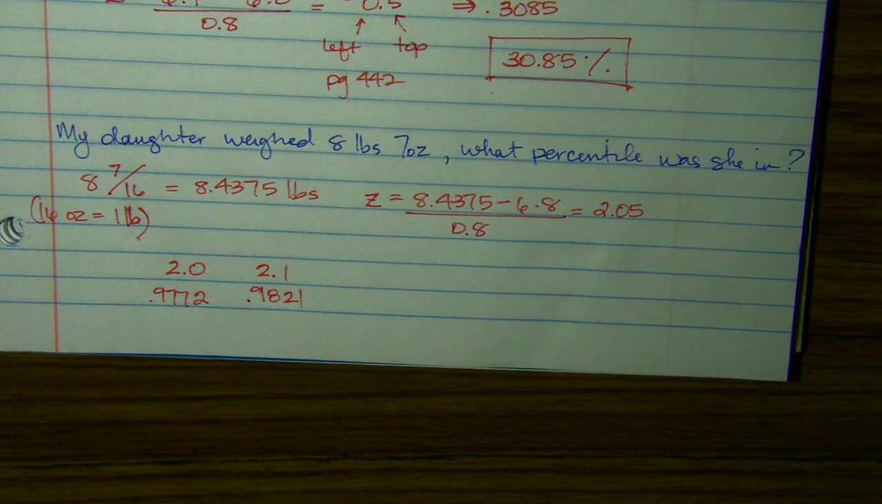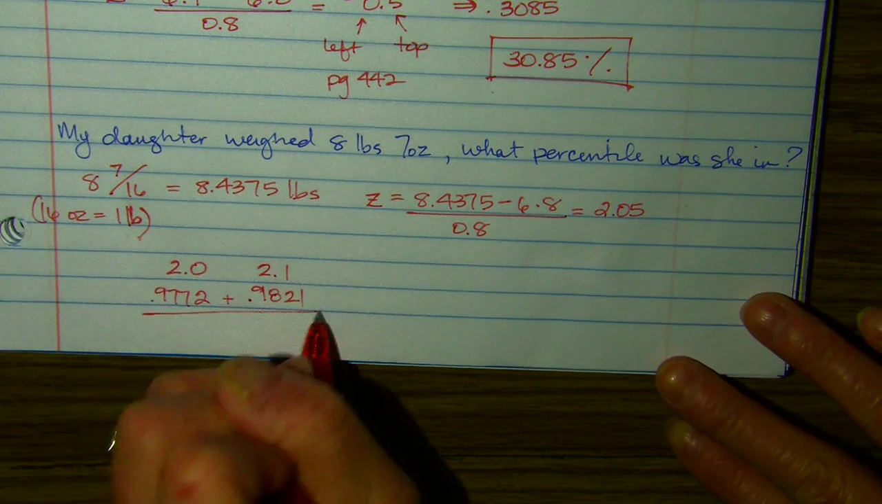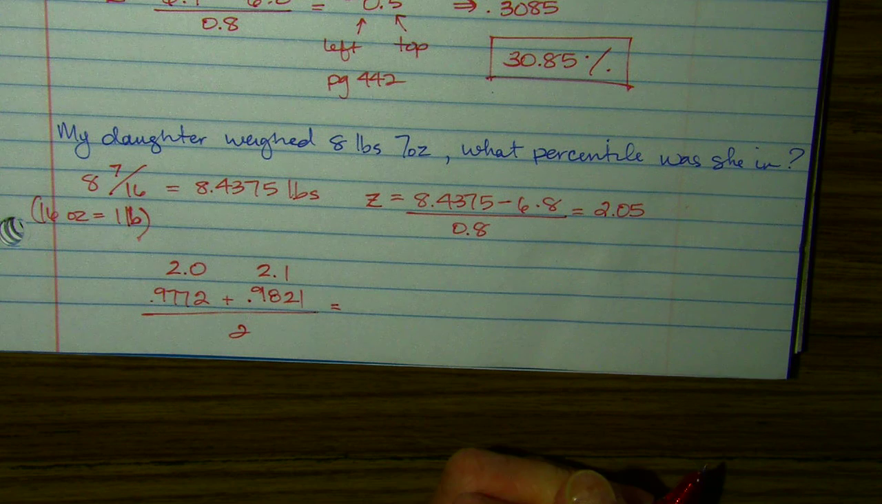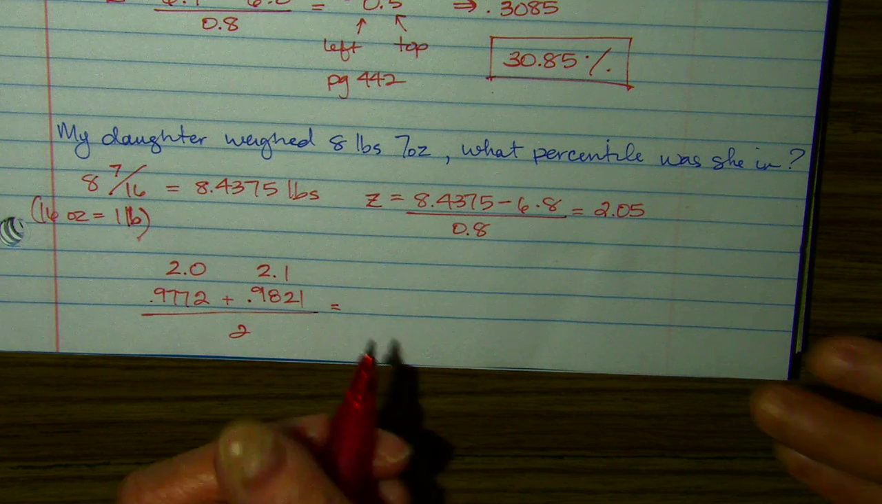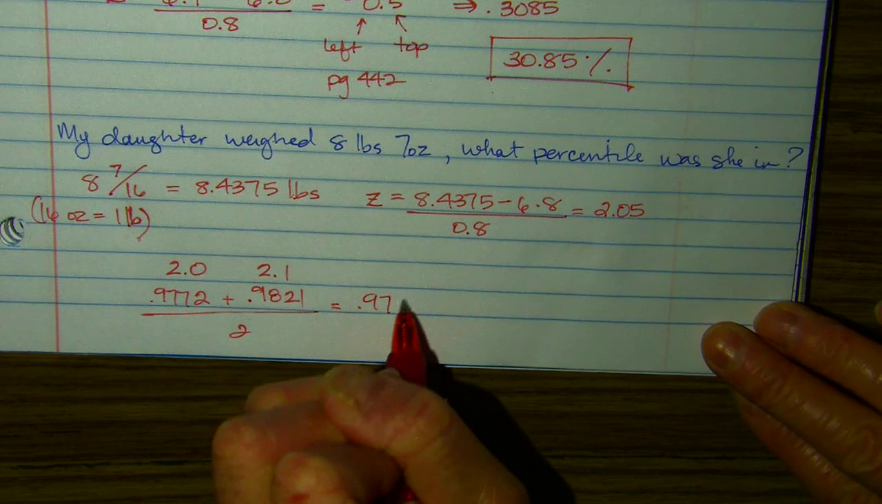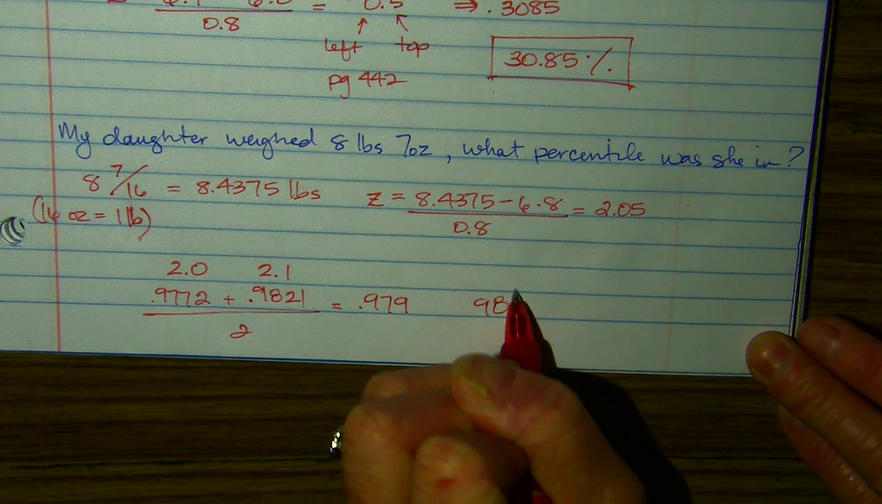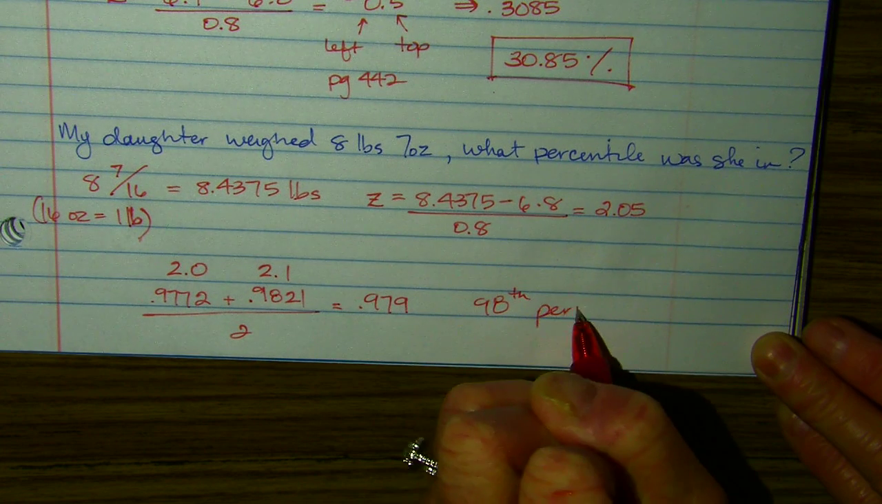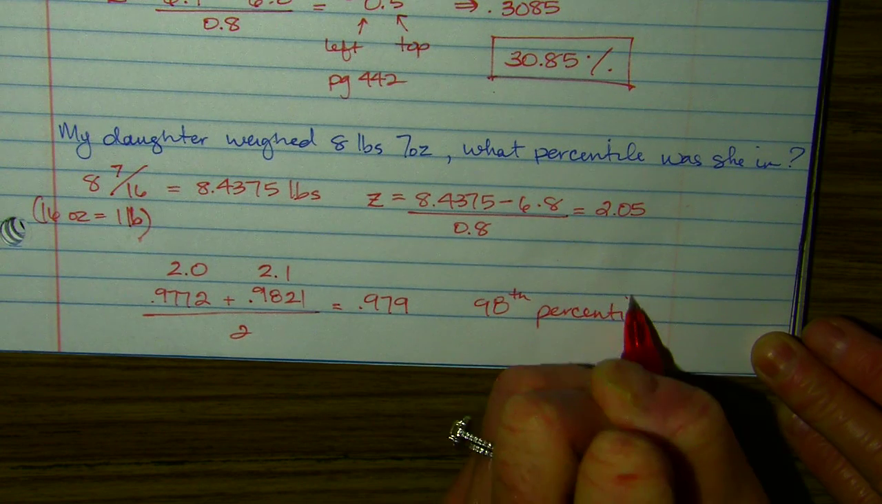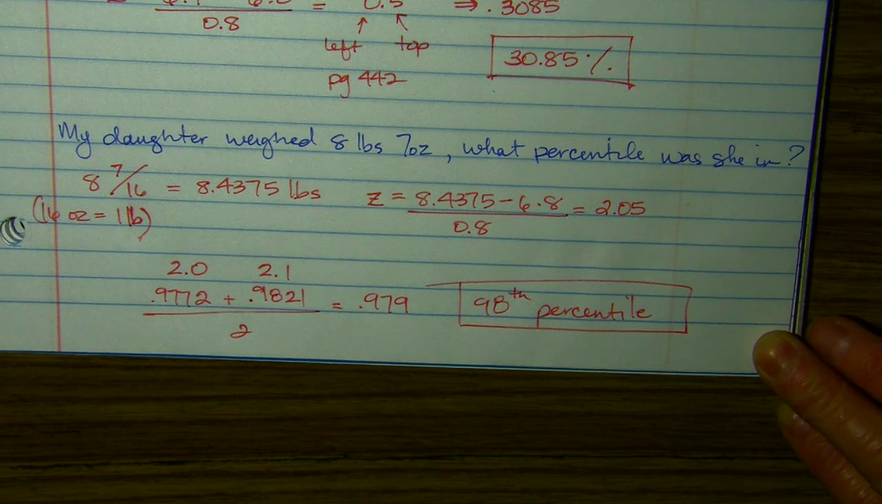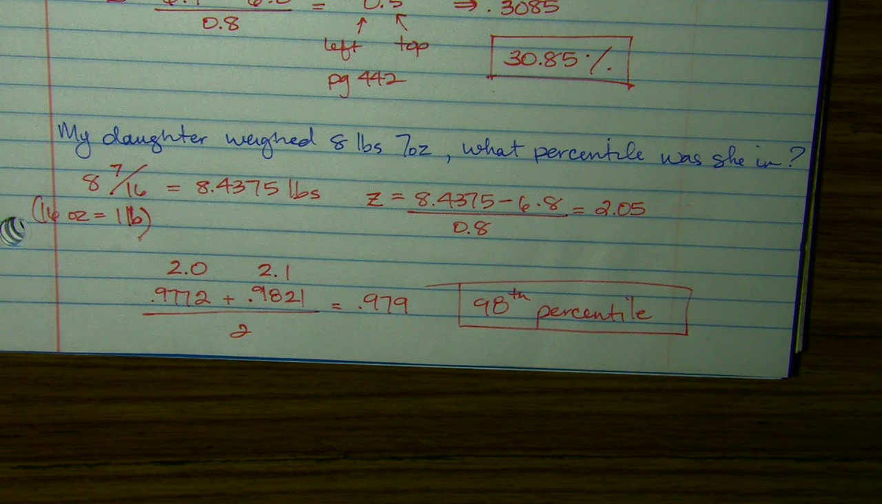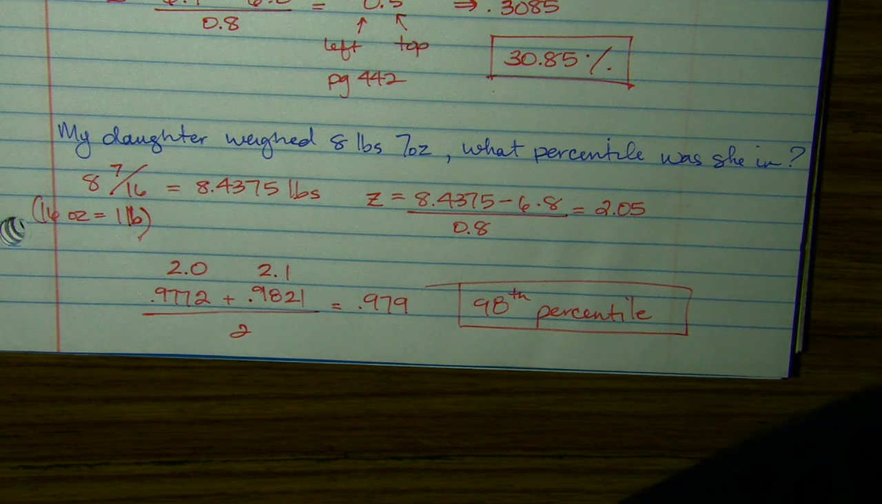So if I average those out, 0.9772 plus 0.9821 divided by 2, I get 0.979. So she was in the 98th percentile. Meaning she weighed more than 98% of babies born that year. She was a big baby.